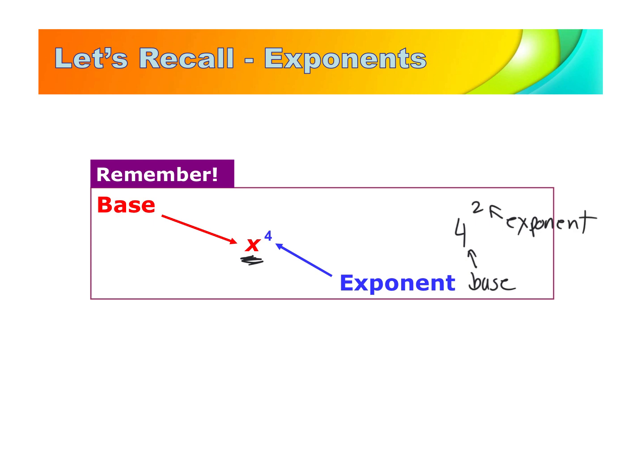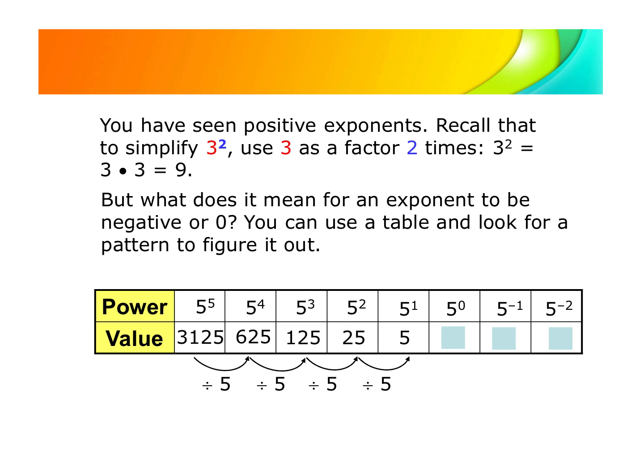You may have letters, you may have numbers. In the example, we have the x, which is a letter, and in our example that we just made up, it is a number, but it's still called the same thing. So you have seen positive exponents, so recall that 3 to the second power is 3, and you use the factor 2 times. So 3 to the second power is 3 times 3, so we get 9.